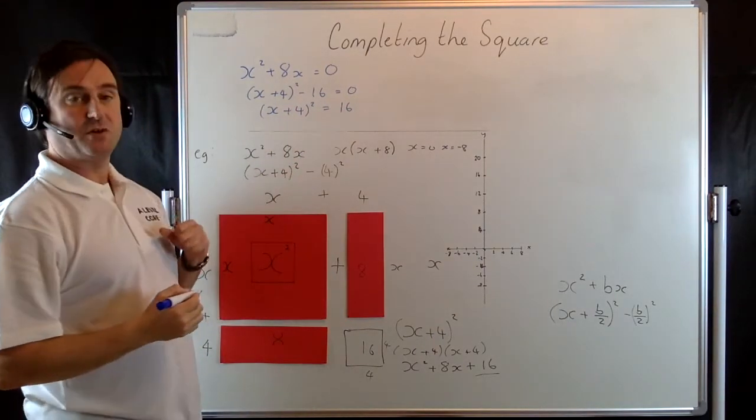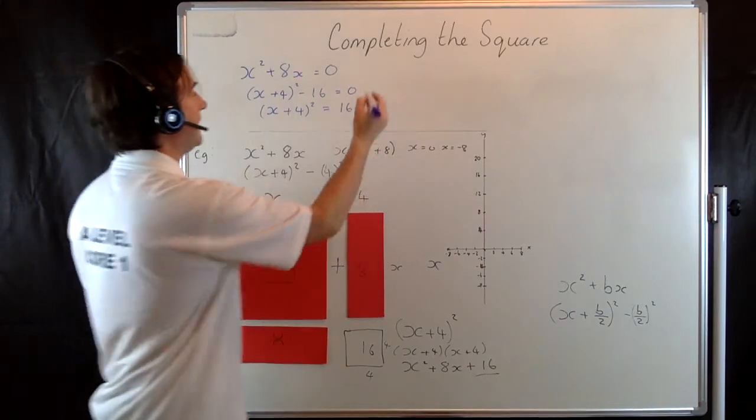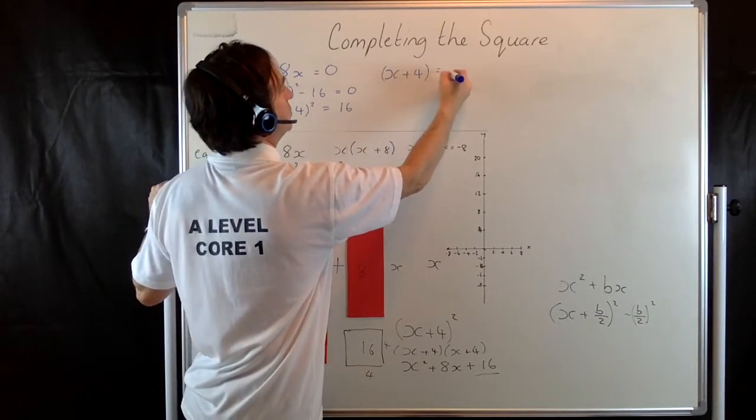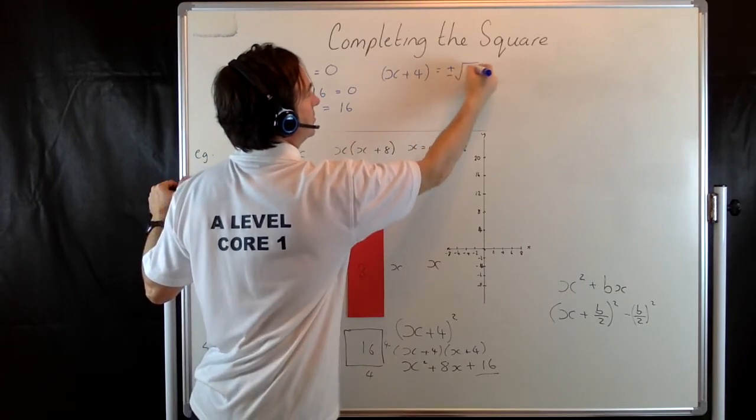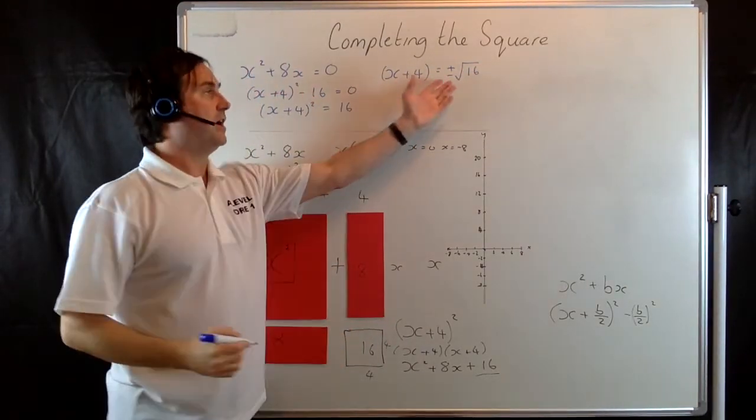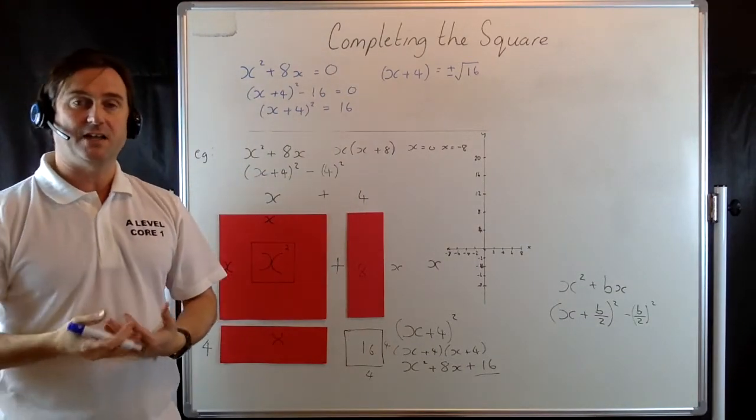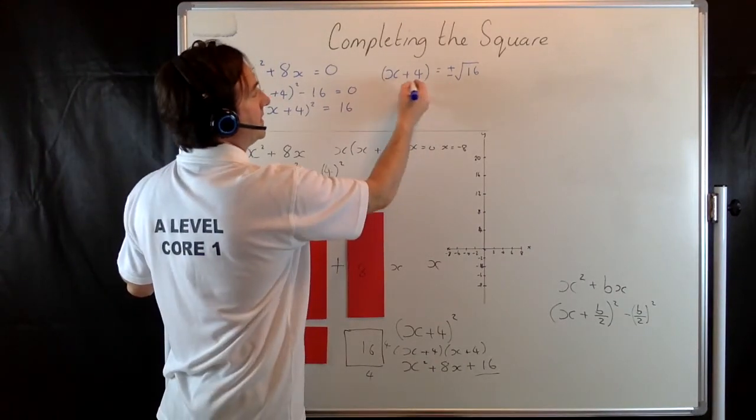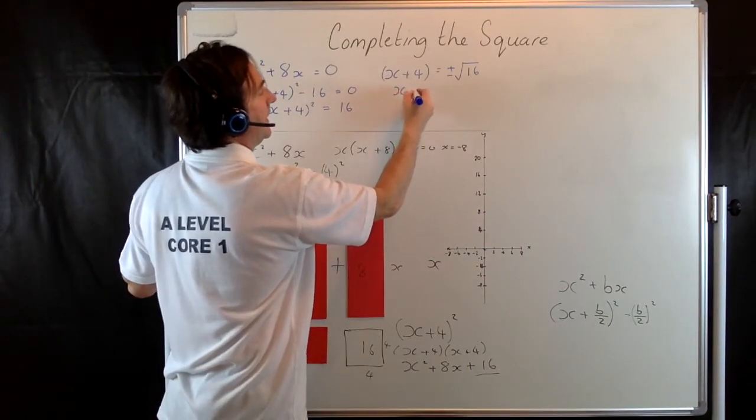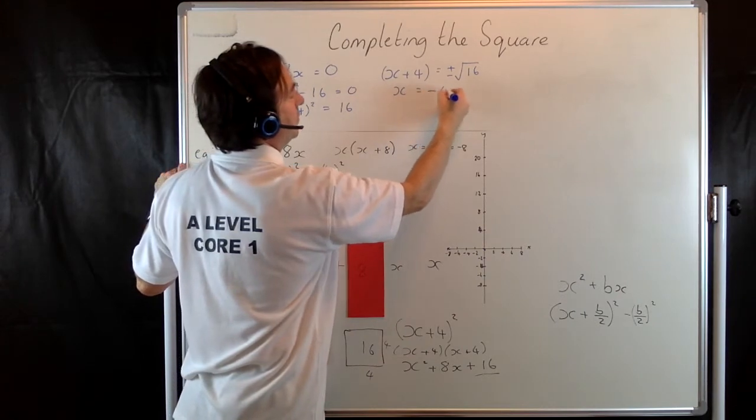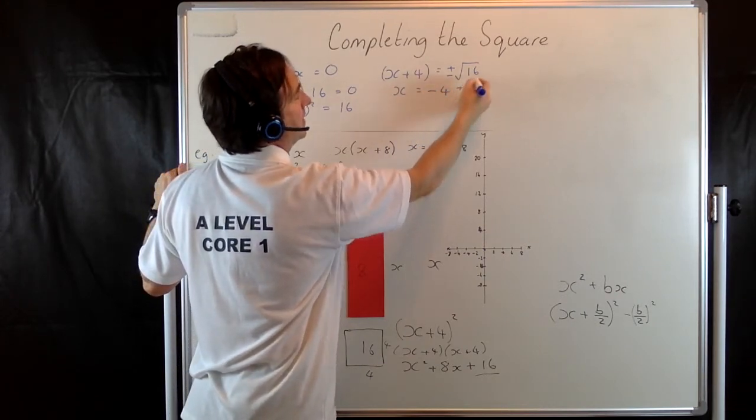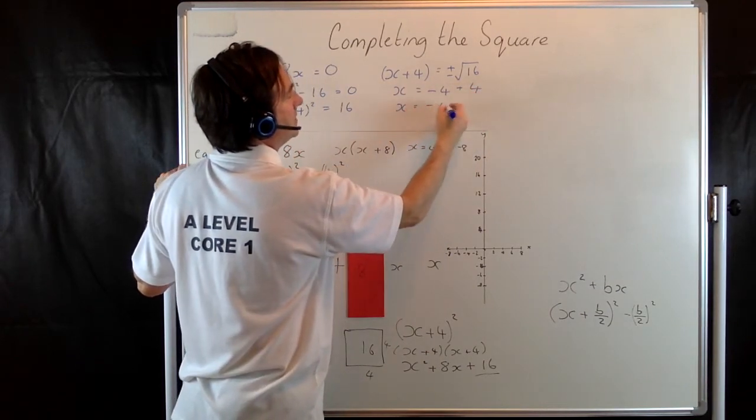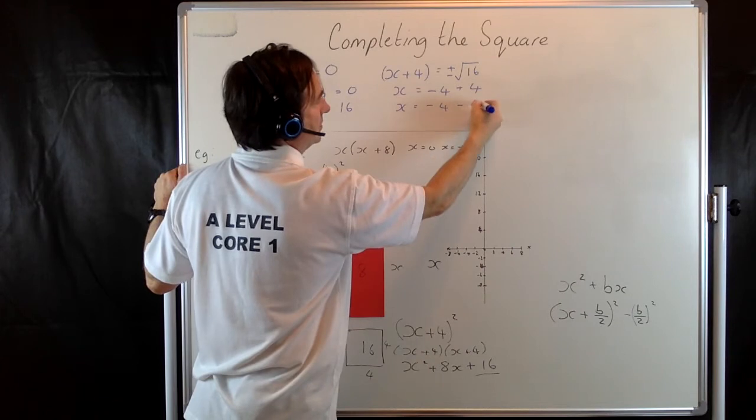I'm now going to get rid of the squared and square root both sides, so that's going to give me x plus 4 equals plus or minus the root of 16. Remember, every root will have a positive and negative value, so I need my plus and minus in there. So now, if I take the 4 over, I get x equals negative 4 plus root 16, which is plus 4, but I'm also going to have x equals negative 4 minus 4.